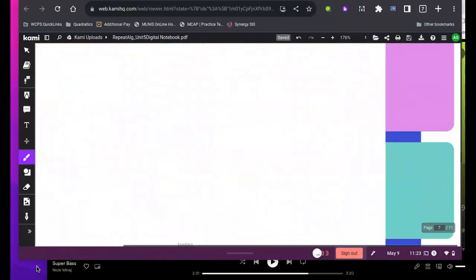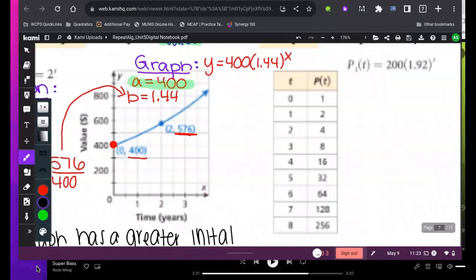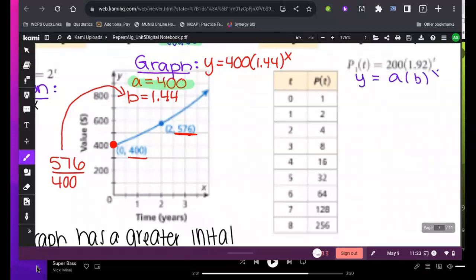The nice thing about the equation is I can already tell what my b value is. This is y equals a times b to the x power. So for my equation, b is equal to 1.92. Again, you don't really have to do much to identify the growth factor from an equation, but we do have to do a little bit of work from the table.